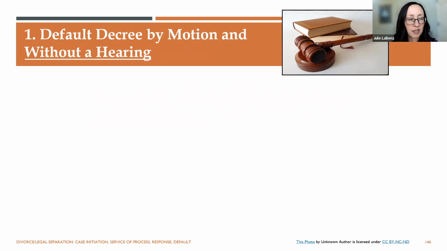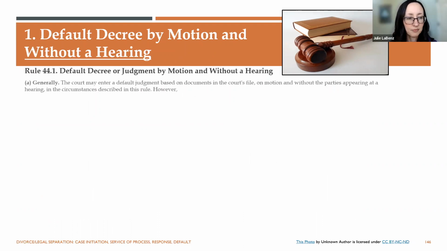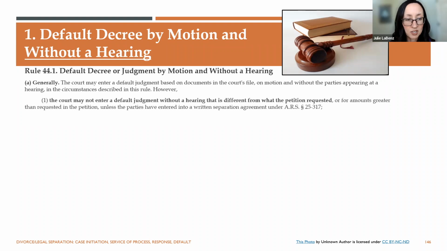Let's look more in depth at this option of a default decree by motion and without a hearing. Generally, the court may enter a default judgment based on documents in the court's file on motion and without the parties appearing at a hearing in the circumstances described in this rule. However, the court may not enter a default judgment without a hearing that is different from what the petition requested. So if your petition wasn't specific enough or you've changed your mind, then you need to have a hearing.